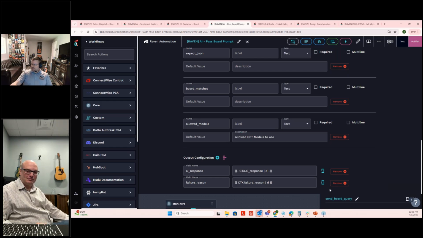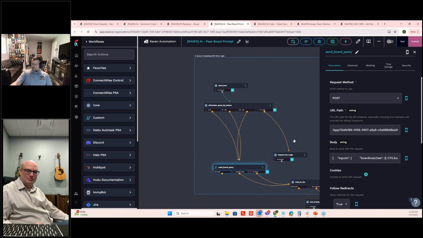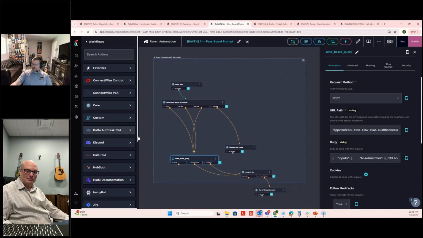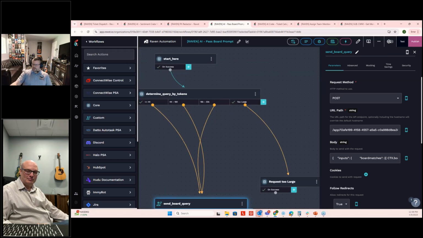And we have another sub workflow here called pass board prompt. And what we're doing with this is we are basically taking the query for that filtered message as well as the list of boards, and we are making a determination of which board this should go to based on the territory and the message. So once we get that information, we pass it back into the main workflow.